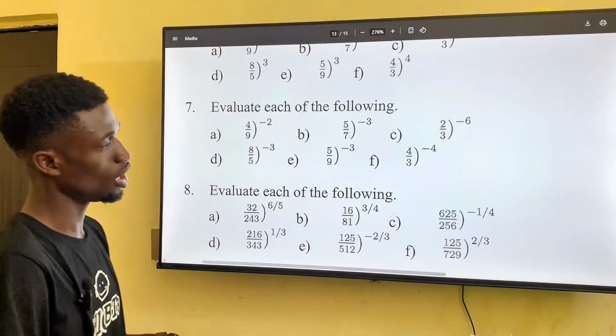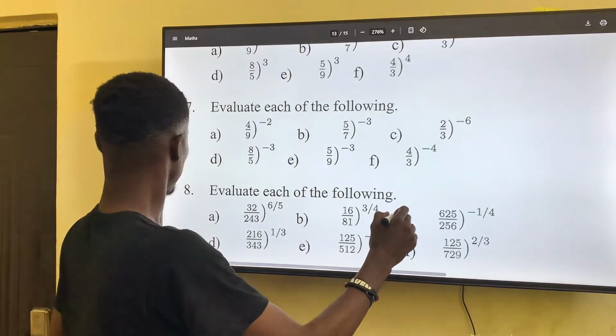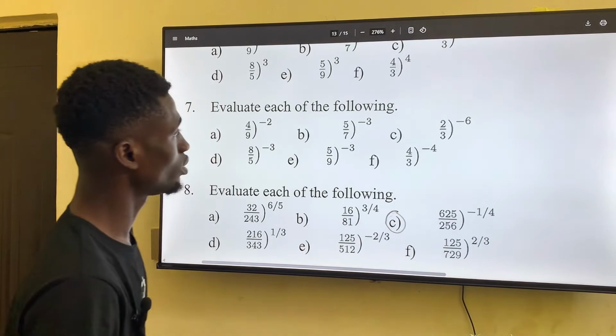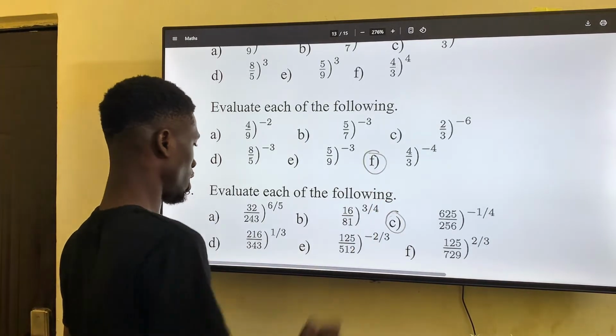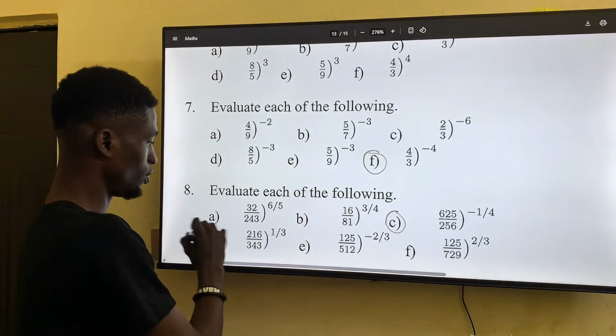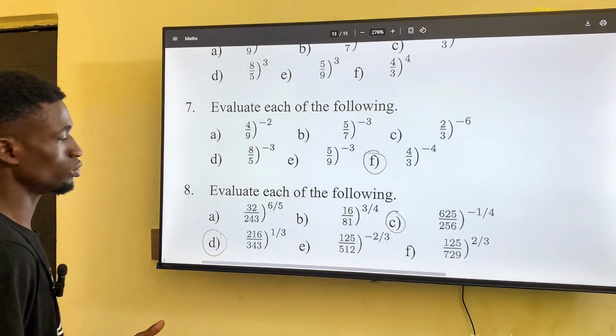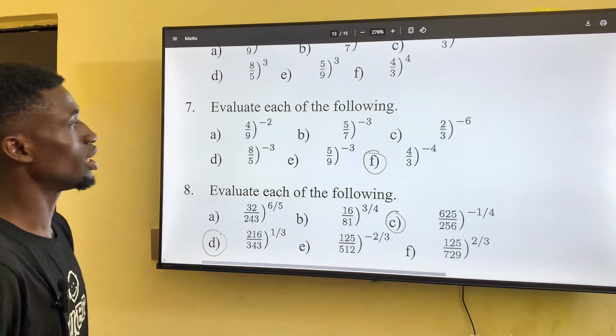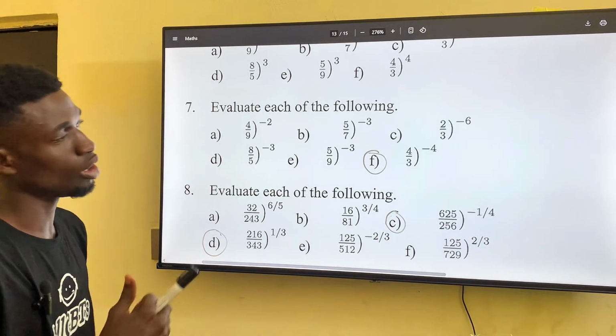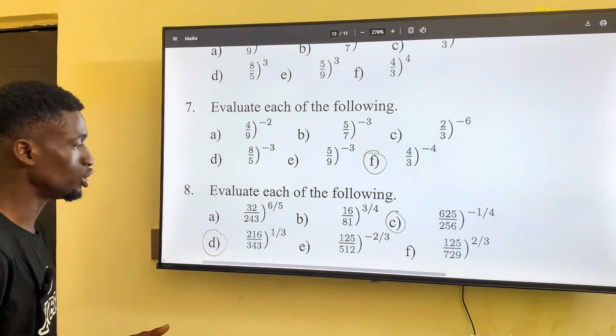You can try this as your assignment. This, and this. You can practice this as an assignment to get to know the laws of indices and how you can apply it.